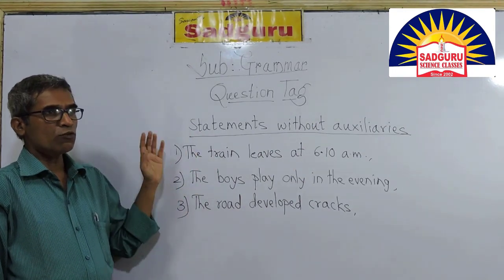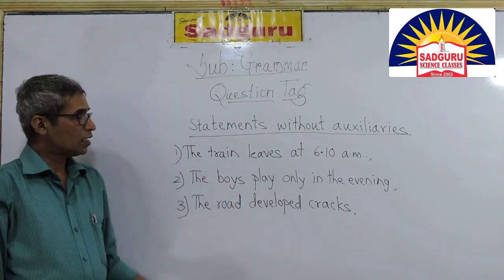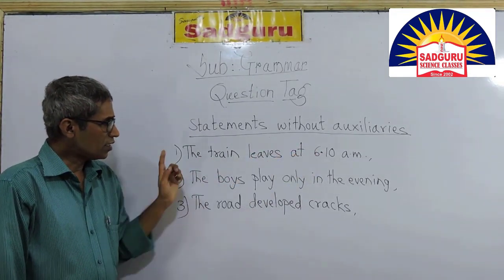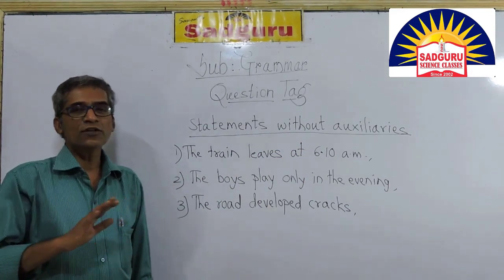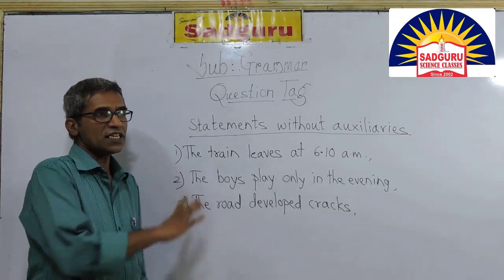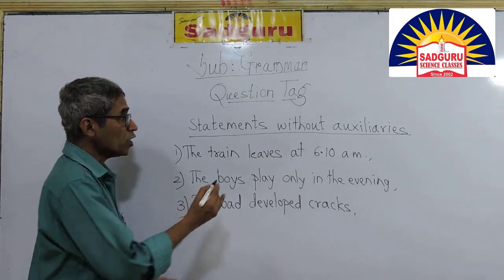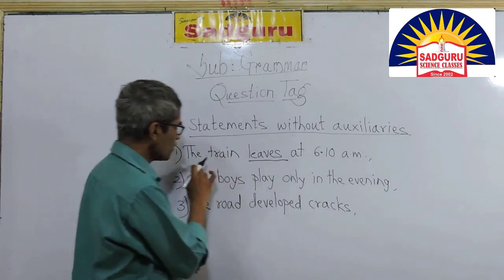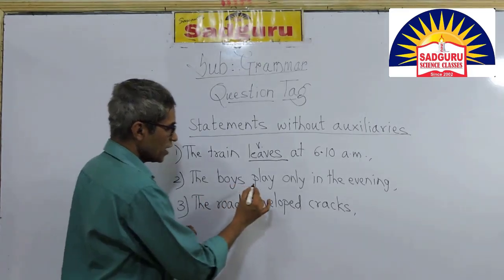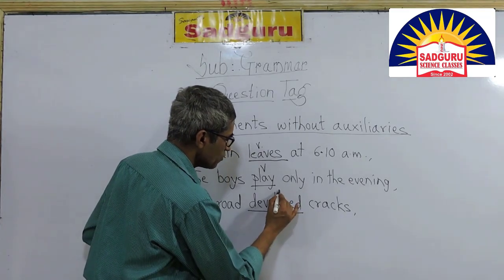Remember, before this we have learned how to add question tags to the statements which have auxiliaries. If you look at these examples, auxiliaries are not there, helping verbs are not there. When such is the case, when there is no auxiliary in a statement, you just find out the verb form in the sentence. In the first, lives is the verb form. In the second, play is the verb form. In the third, developed is the verb form.